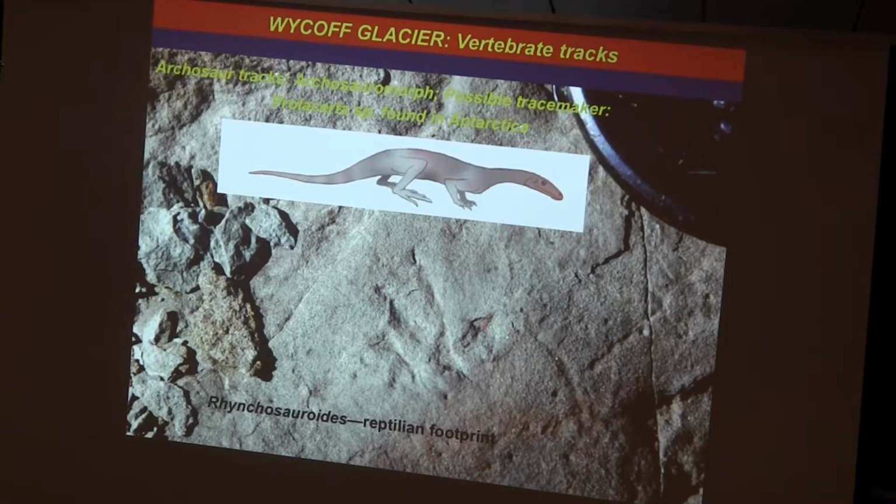Can you see the footprint here? Like a nice handprint. Thumb, claw, toe, toe, toe. The nails on the tips. And a better one over here. This is an archosaur track. The trace fossil name is Rhynchosauroides. It's some sort of reptilian footprint. It probably represents an archosauromorph. And the possible trace maker is Prolacerta.